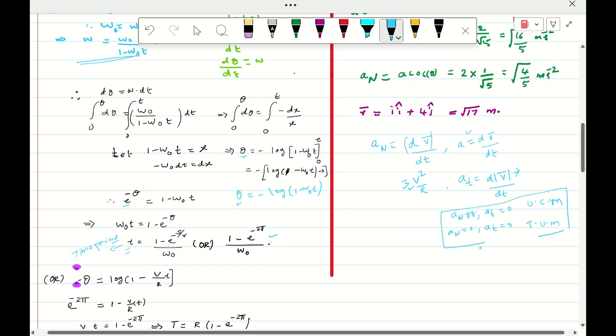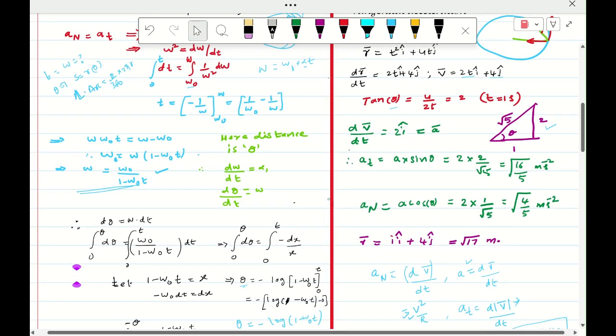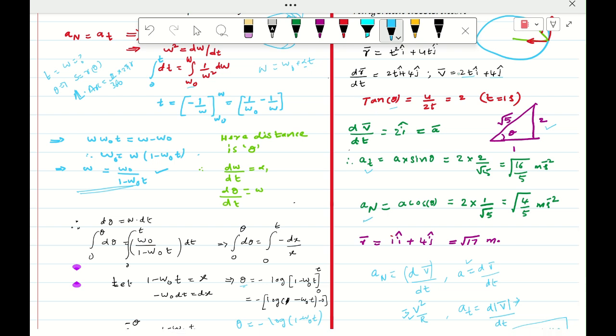I think I have given this already. Since we are asked to find the tangential aberration and normal aberration here, and here I got the aberration by differentiating the velocity, a is equal to dv by dt. This is the total aberration, and it is 2 I cap, which means the magnitude of the aberration is equal to 2.